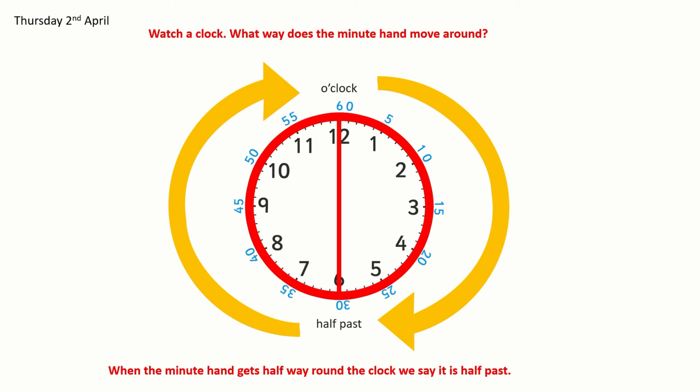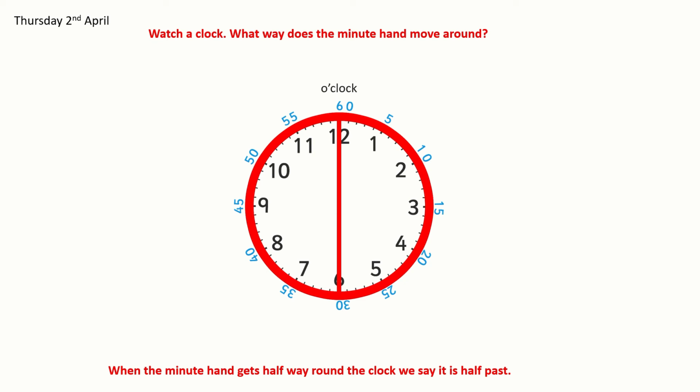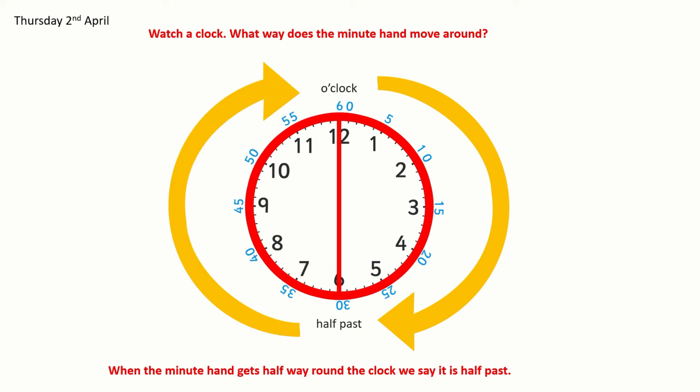And then it's going to go all the way back round again, back up to the o'clock, and it's o'clock again. One more time, starting on the 12, going around and round and round. 1, 2, 3, 4, 5, 6. What do we say at 6? Half past. And then keep on going, back up to the o'clock. It's on the 12, we say it's o'clock.